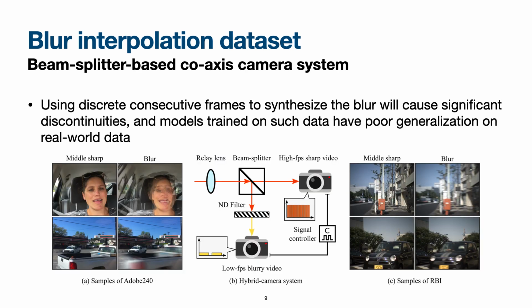Synthesizing blur using discrete consecutive frames often leads to significant discontinuities, causing models trained on such data to perform poorly when faced with real-world scenarios. To address this, we've designed a coaxial camera system based on a beam splitter, which pairs a low FPS camera with a high FPS camera. This allows us to simultaneously capture aligned low FPS blurry videos and high FPS sharp videos, providing rich and diverse data for training blur interpolation models. The result is our real-world blur interpolation dataset, or RBI.